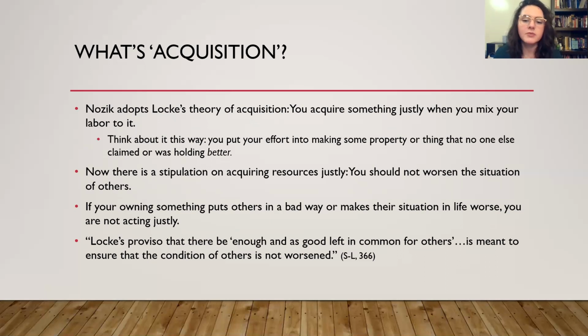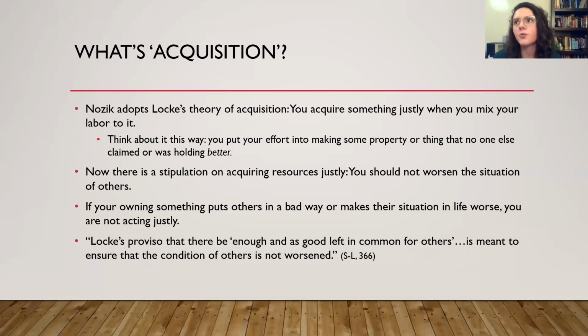So you put your effort into making some property or thing that no one else claimed or possessed better. And that's basically how you acquire something. So applying labor, or mixing your labor in, is basically using your work to make something better. And in some way, this makes that thing yours. Now, Locke does have another stipulation on acquiring resources justly. And basically, you shouldn't worsen the situation of others. And if your owning something puts others in a bad way or makes their situation worse, you are not acting justly and you do not have a right to own that thing.